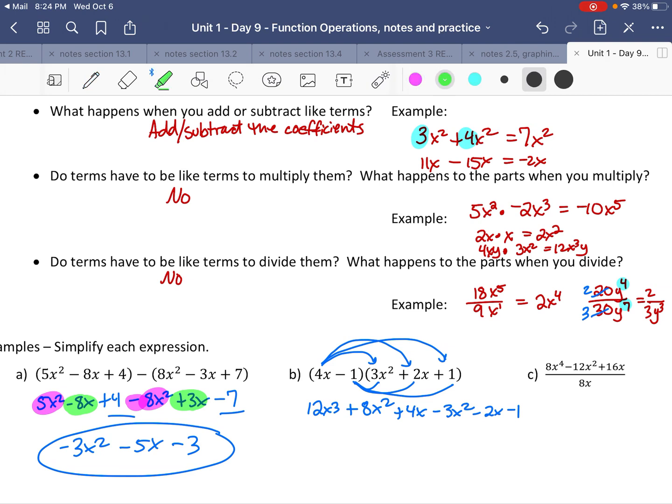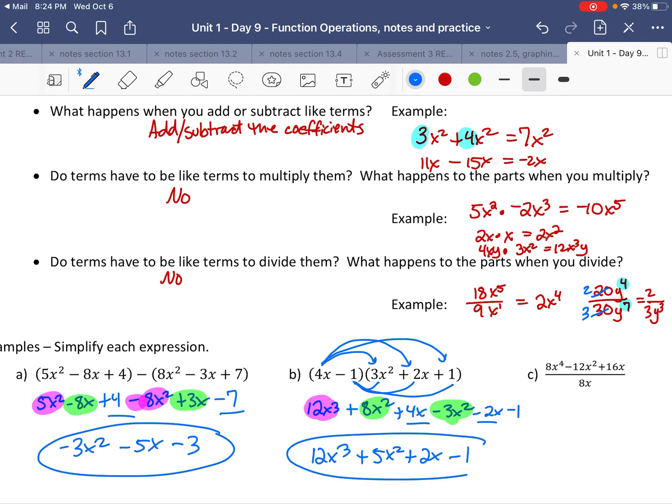Okay, so I'll start with 12x to the third. Well, 12x to the third, this guy right here has nobody like him, so he just stays. Then 8x squared, so I guess I'm looking for this guy and this guy. 8 minus 3 is 5, so plus 5x squared. Then my 4x and my minus 2x make plus 2x, and then the minus 1 is just all by itself.